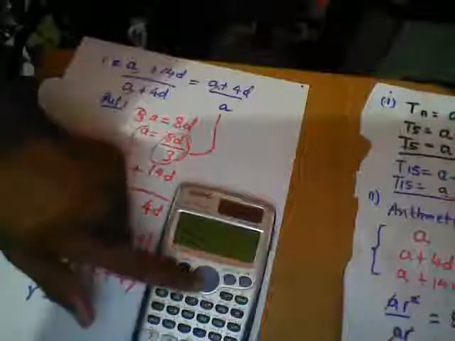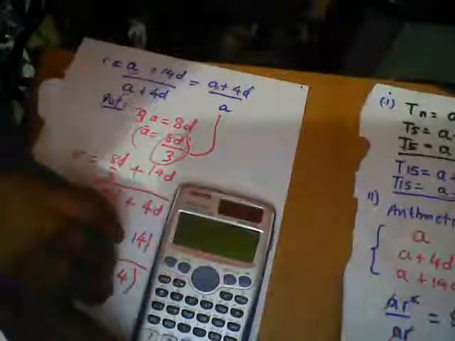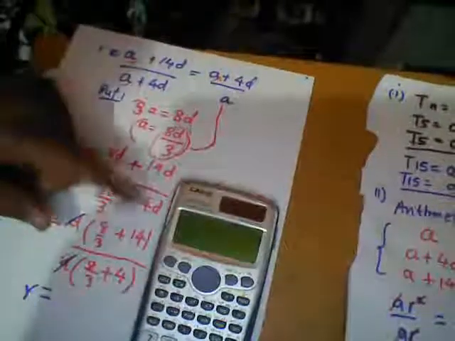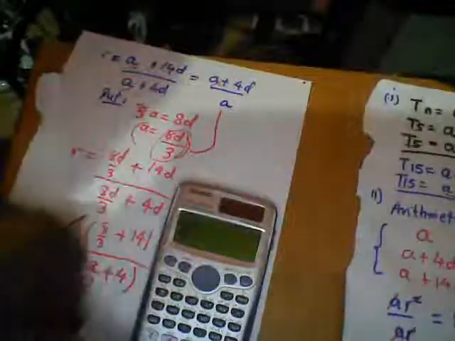You can plug that into a calculator and you're going to get your common ratio, and that's done. On the calculator, put a fraction, and the numerator is 8/3 plus 14. I hope everybody can see that. I shouldn't even do this one, everybody could do it.